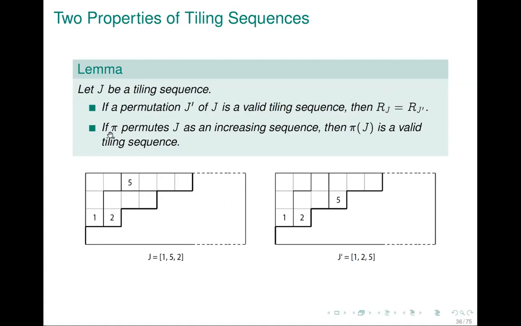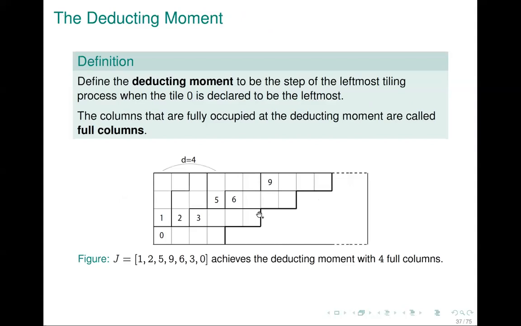And second item is if pi permutes. So again, J is a tiling sequence, and if pi permutes J as an increasing sequence, then pi J is a valid tiling sequence. So like here, 1, 2, 5 increasing, and it's a valid tiling sequence. Okay. So now we know how to do the tiling sequence.